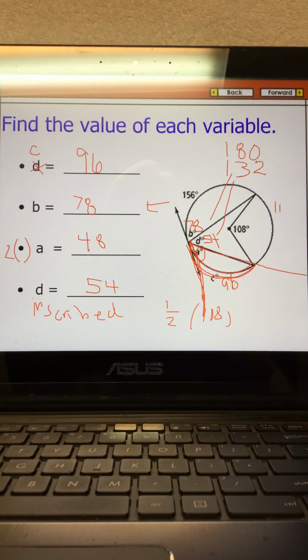Now, one way you can test your answers is we said this arc was 96. We said this arc out here was 108. All of those should add up to be 360 if we did that correctly. So this is going to add to that to be what, 264, and 264 plus that would be 360. So we have our answers correct.